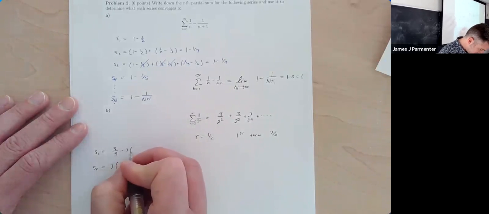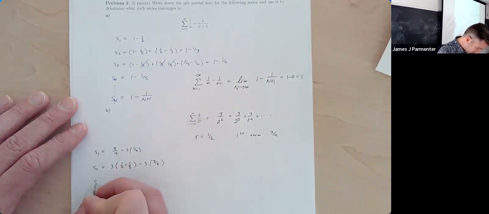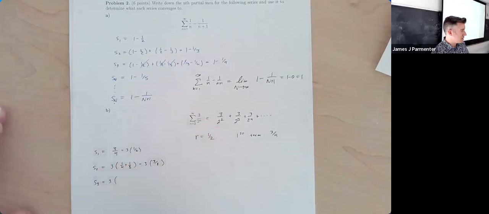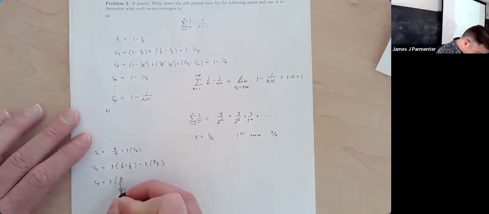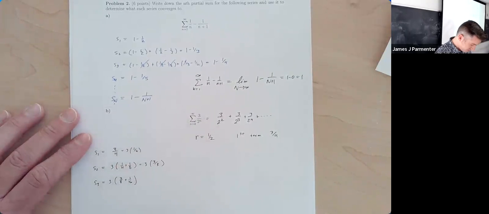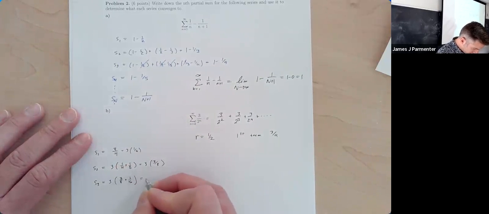This is 3 times 1/4. My third partial sum is going to be 3 times... This is where I might start being a little smarter about things. Instead of writing 1/4 plus 1/8 plus 1/16, I might just write 3/8 plus 1/16, using the previous result to help me. That's 6/16 plus 1/16, which is 7/16.